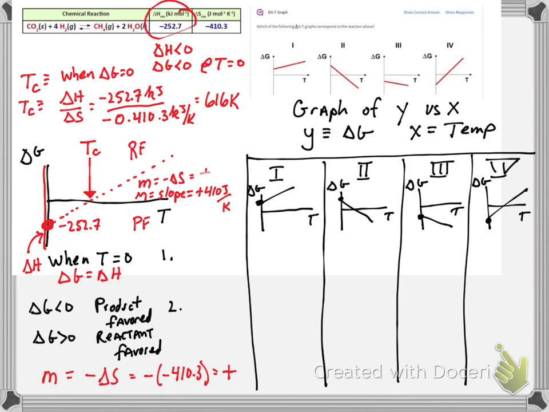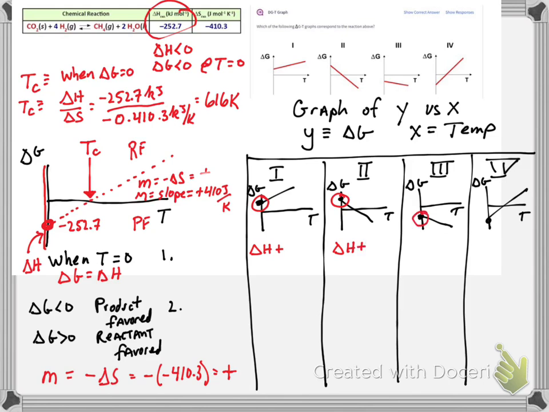Any temperature below 616 Kelvin is going to be product favored, and any temperature above 616 Kelvin will be reactant favored. We're going to go over that in detail in another problem. But in general, this is all the information we can extract from our problem. Now we can answer which one of these Roman numerals corresponds to our graph. Let's take a look at analyzing the different graphs. We're just going to look at the sign of delta H. If delta G starts off positive, then delta H is positive.